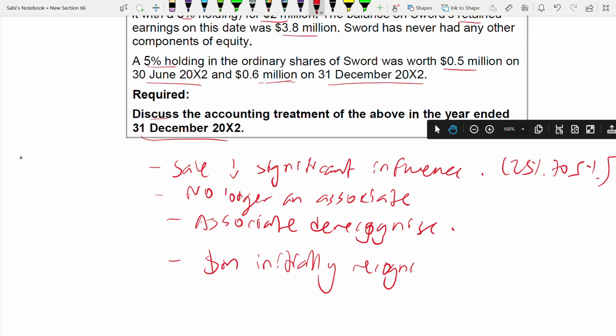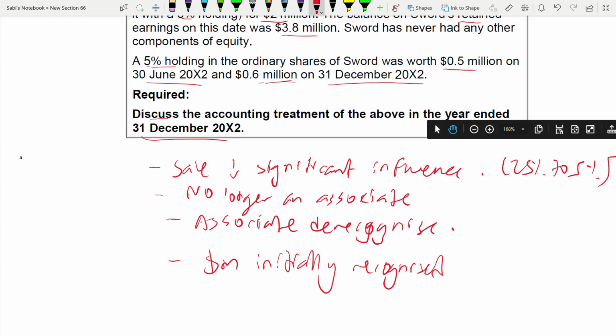Remember, to de-recognize, you have to know the value at the date when you're disposing. What is the value of the associate? That's why we are first valuing the associate, because that amount only we can de-recognize. We just cannot de-recognize without finding the value. So initially it is 1 million.